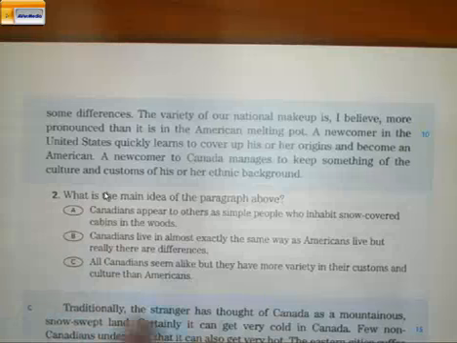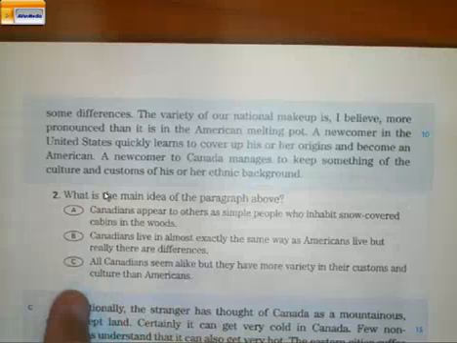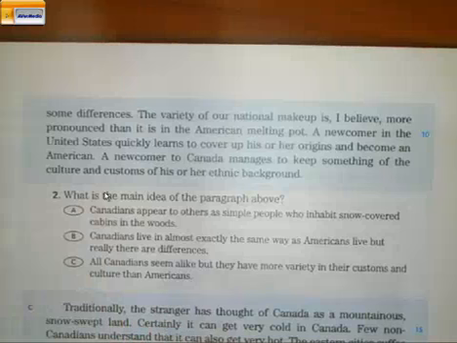Well, to me, I would choose C. All Canadians seem alike, but they have more variety in their customs and culture than Americans. This is more pronounced. This is clearer than the other choice. Well, I think this is the correct answer.